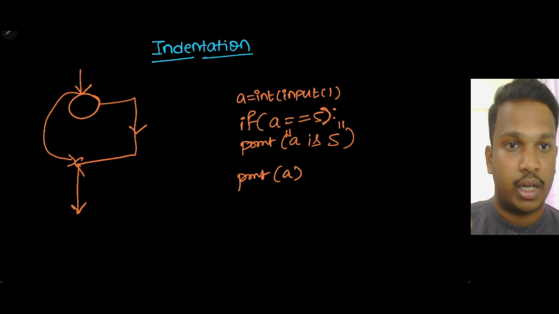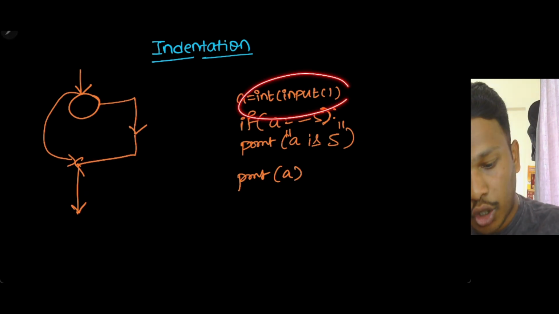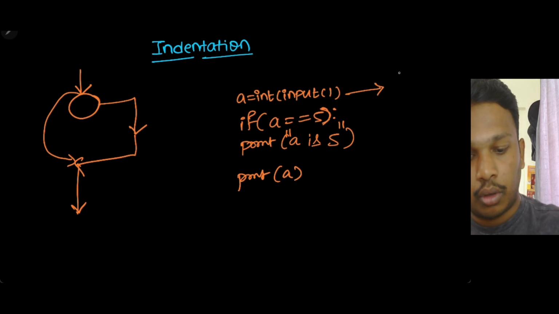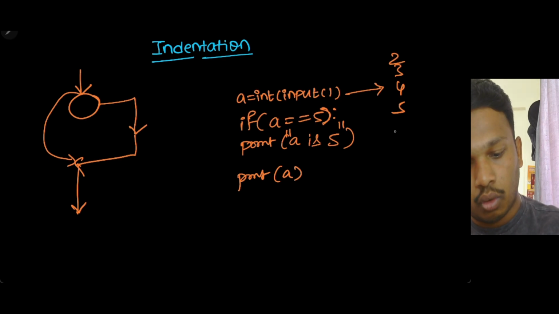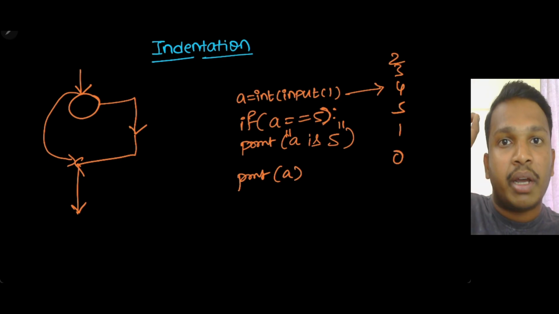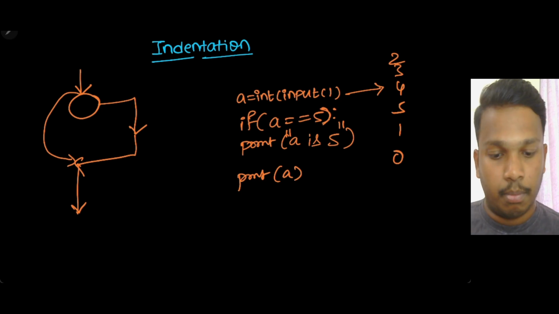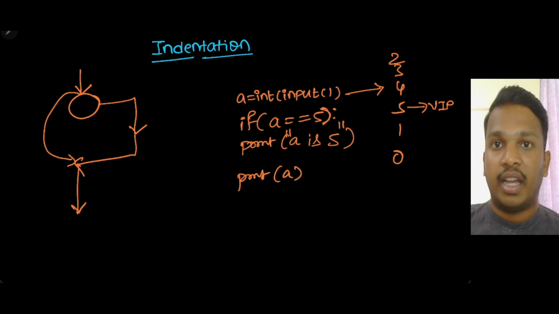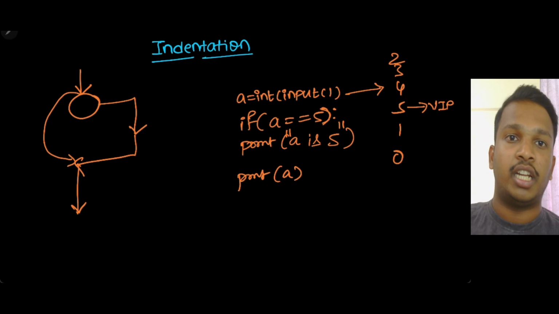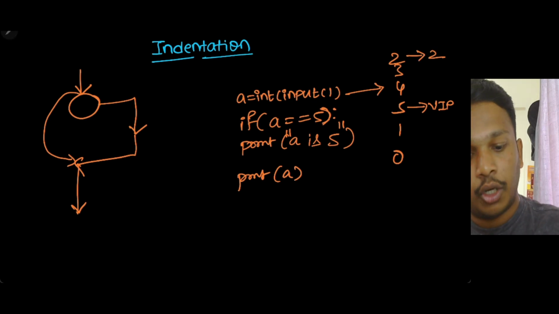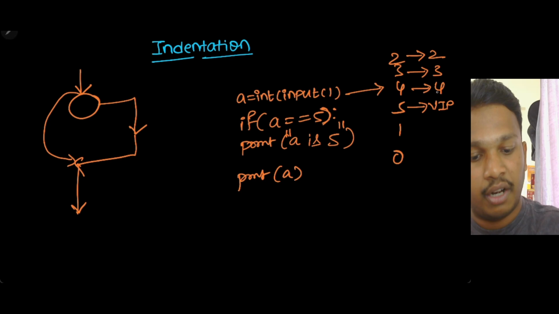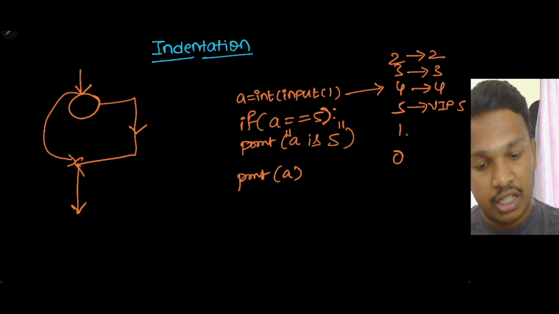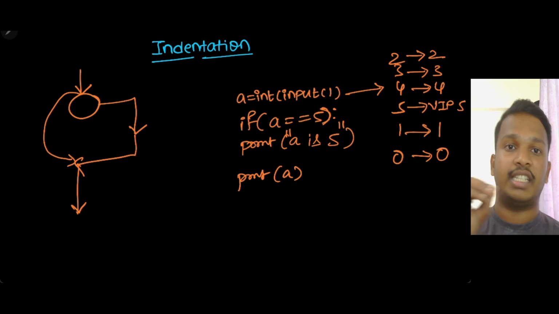Now there is one question. The user will give some input: 3, 4, 5, 2, 1, 0. If the number is 5, print VIP. If the number is not 5, then just print the number only. If it is 2, we will print 2. If it is 3, we will print 3. If it is 4, we will print 4. If it is 5, we will print VIP followed by that 5. If it is 1, we will print 1. If it is 0, 0. This is the program.